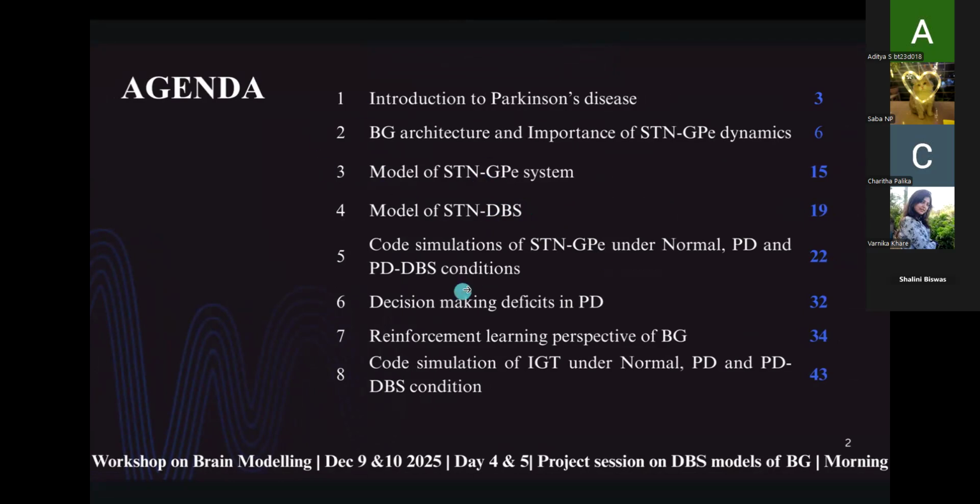how it works. Then we'll have a full code simulation session for STN-GPe dynamics alone under normal condition, Parkinsonian condition, and Parkinsonian with DBS conditions. With that, we will be covering the dynamical aspects of the Parkinson's condition. Then we'll go to a little bit behavioral level. That is, we'll look at some kind of decision-making deficit, some kind of gambling disorder that we see in Parkinson's patients. And we'll look at a brief reinforcement learning-based model of basal ganglia and use it to simulate that decision-making under normal, PD and PD with DBS.